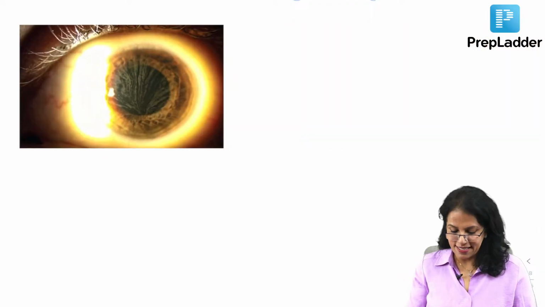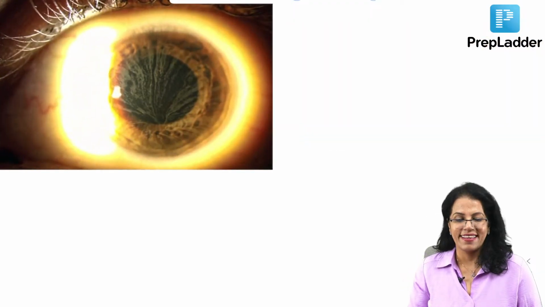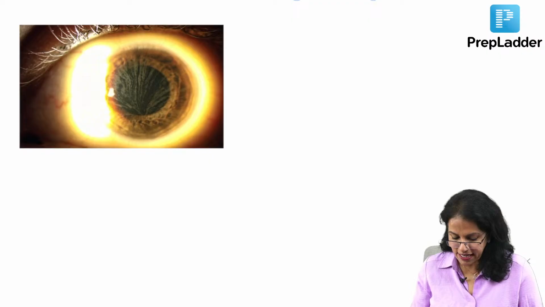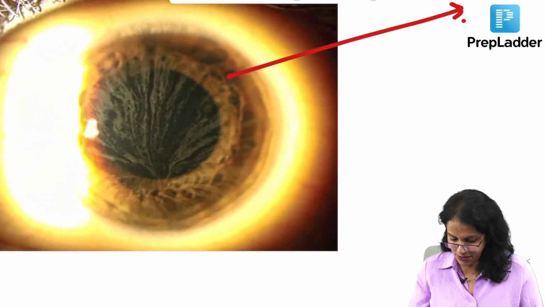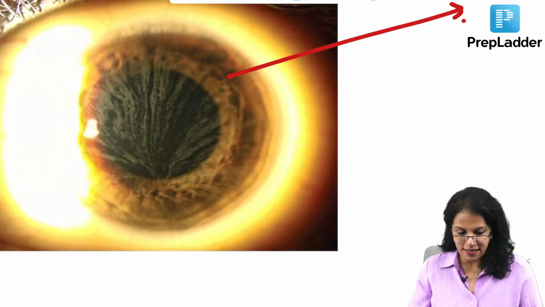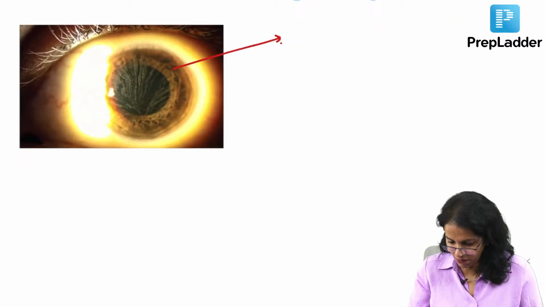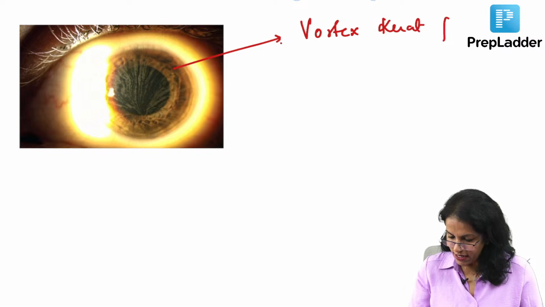We come to this. What is this image? Can you all tell me? Very important. Again, asked in the exam. We all know this is your whorl-like deposition of the drug. This is nothing but vortex keratopathy. Vortex keratopathy is also called cornea verticillata. Cornea verticillata.